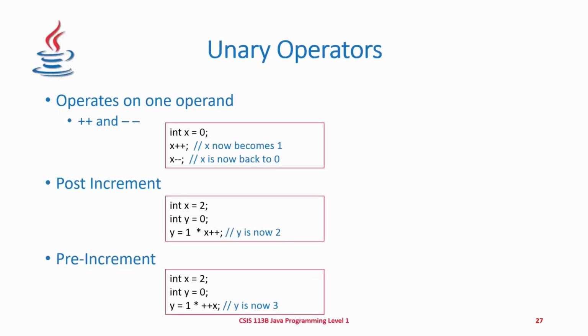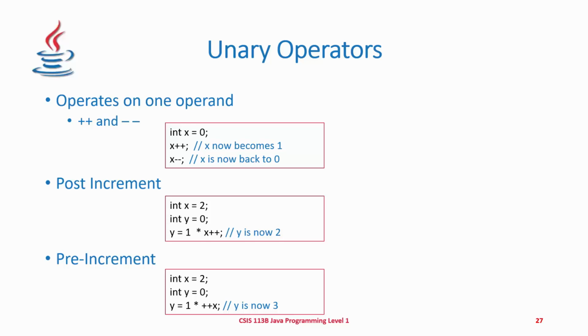Here we're looking at unary operators, which just means that the operator operates on only a single operand. That's the plus plus, which is the increment operator, and the minus minus, which is the decrement operator. Now it depends on whether you add the plus plus before your variable name or after your variable name as to how the results occur. So we have what is called post-increment, meaning we're adding the increment operator after the variable name, or pre-increment, where we're putting the increment operator before the variable name.